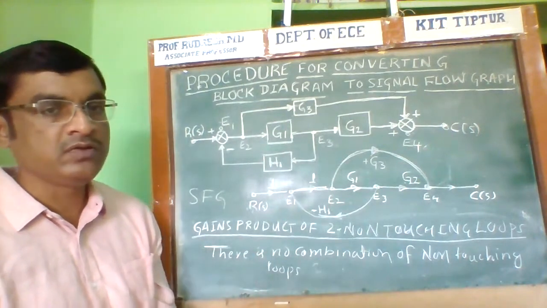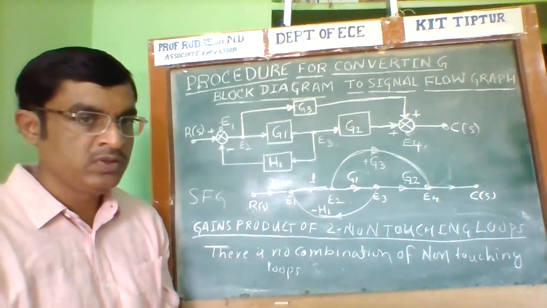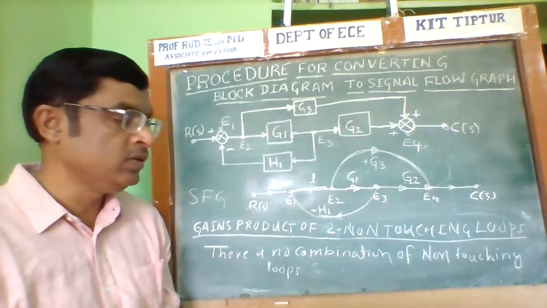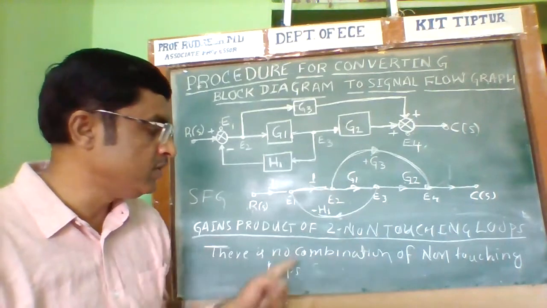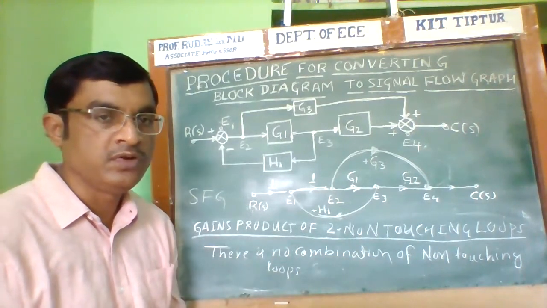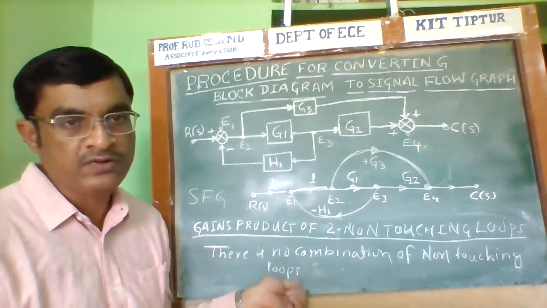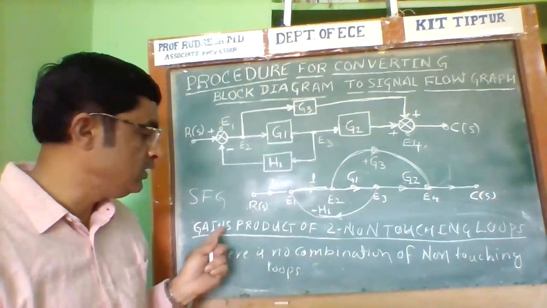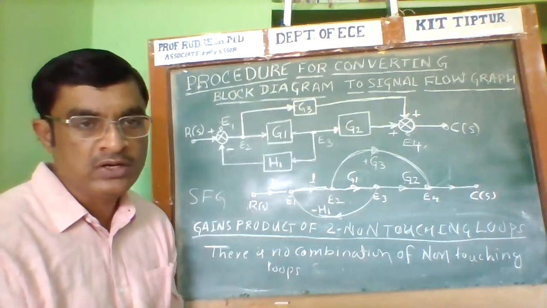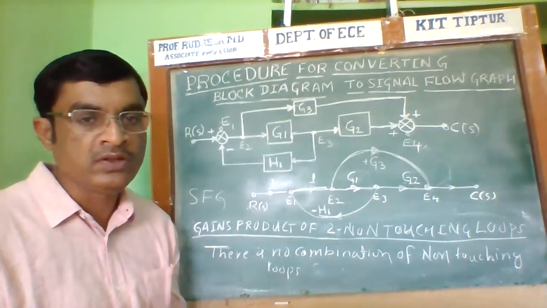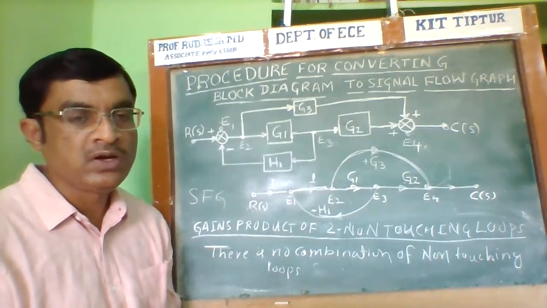There is no combination of non-touching loops. Therefore, we need to skip this particular step. Otherwise, write down the gains product of non-touching loops. Since there is no combination here, there is nothing to write.